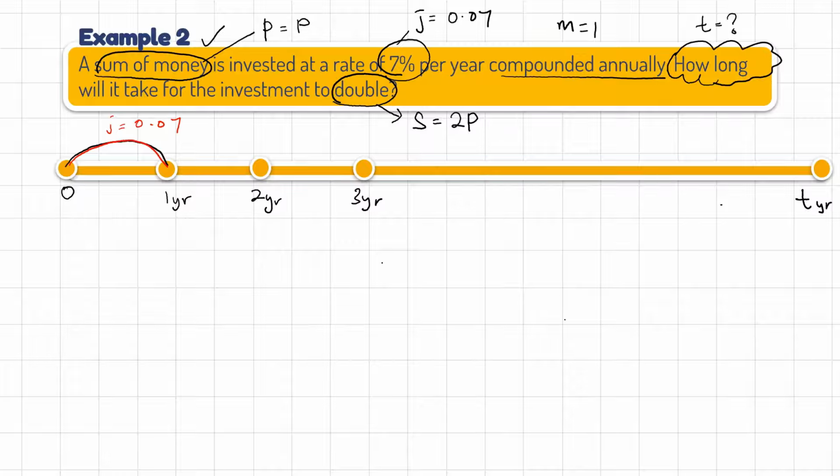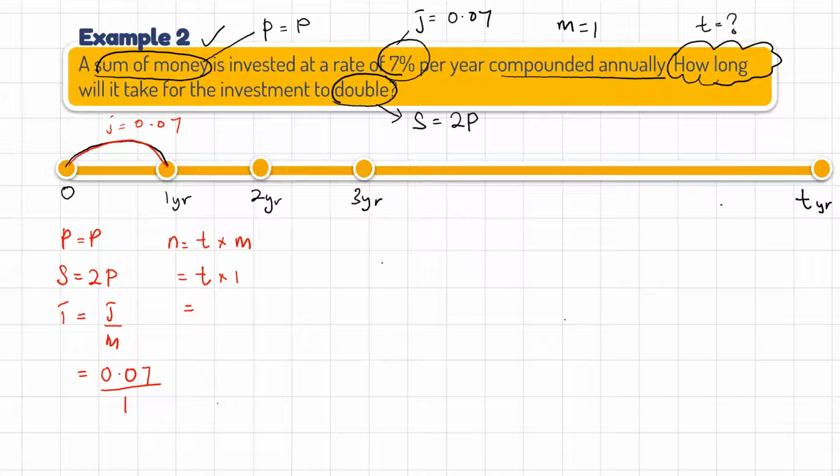Since we have the word compounded, this is a question about compound amount or compound interest. Let's write the information. So we have P equals P itself, and then S equals 2P, I equals J over M, which is 0.07 over 1, N equals T times M. Our T, we don't know. Our M is 1. So N is T.